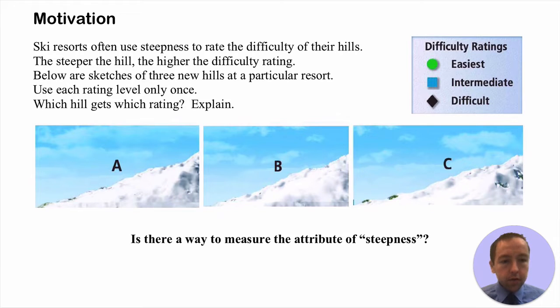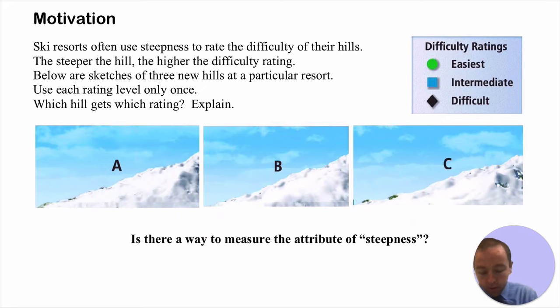There are three different ski slopes pictured here, slope A, B, and C. They each get different ratings corresponding to either the green circle, the blue square, or the black diamond, depending on the difficulty of that particular slope. And what we'll find is that typically the difficulty is going to correspond to the steepness of the slopes.